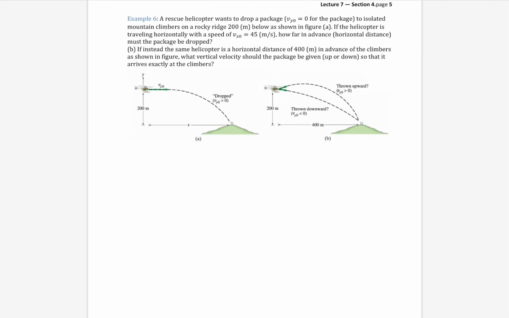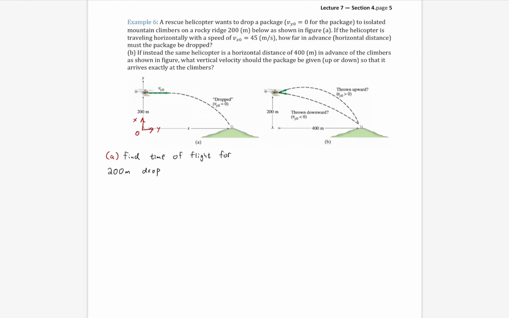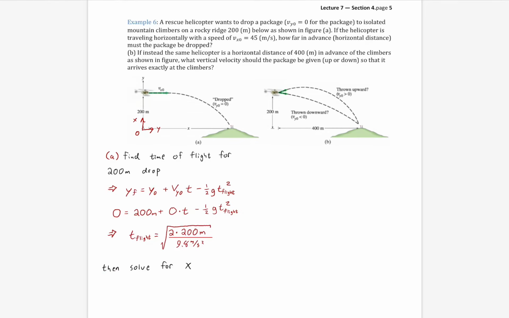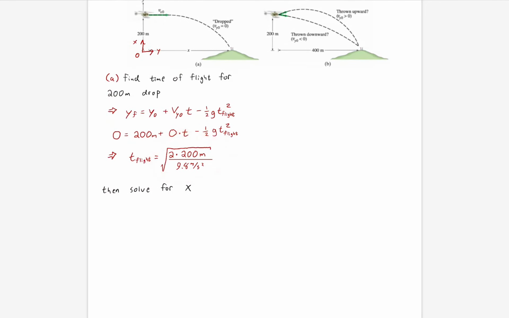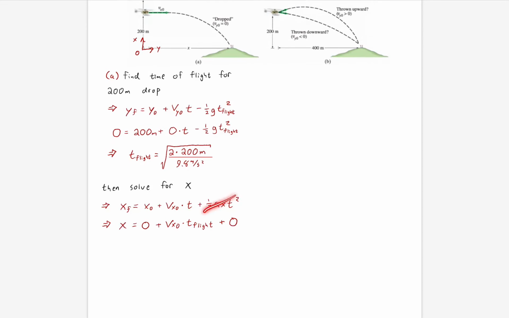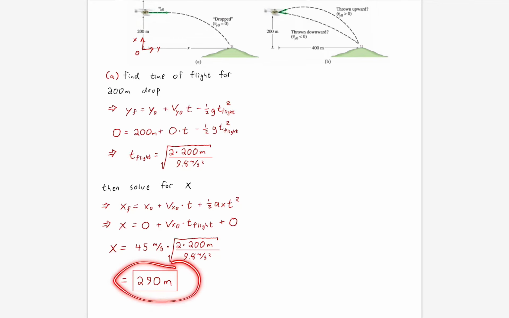Let's go through this. In part A, just set up a coordinate system. I'm going to use vertical position to find the time in the air. The time in the air ends up being this expression right here. Then I'm going to plug that t back into the x position function. Here I even go on to include plus 1/2 a sub x t squared, which obviously isn't necessary because it's just going to be 0. And then we plug that in. Here I'm just plugging in my time. For some reason I left it like this rather than just putting a number in there. And then we get 290 meters. That's our range.